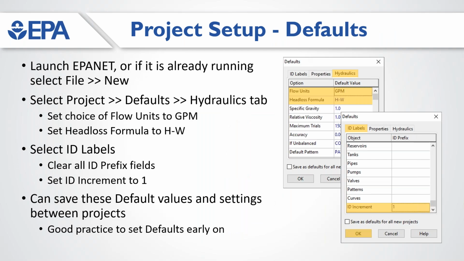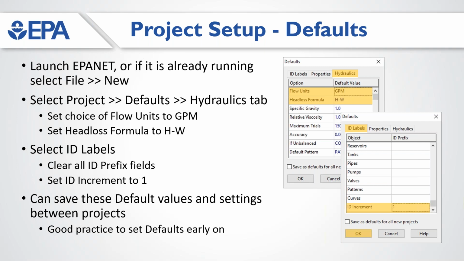Our first task is to create a new project in EPANET and make sure that certain default options are selected. In the defaults window shown in the figures, we'll set the choice of flow units to GPM. This implies US customary units will be used for all other quantities as well. So length is in feet, pipe diameter is in inches, pressure in PSI, and so on.